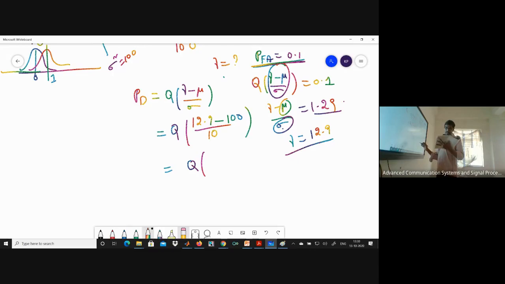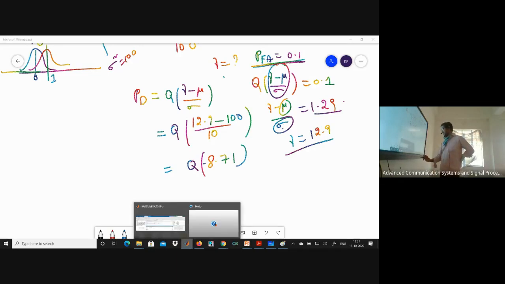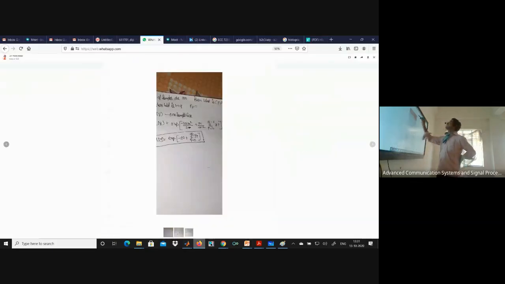100 minus 12.9 will be something around 86, so the argument is about 8.7. Forget about the minus or plus, because the Q function takes a positive value; it will always take the magnitude of the argument. So how do we calculate Q of 8.7? Let us look into the table to see if it is available.